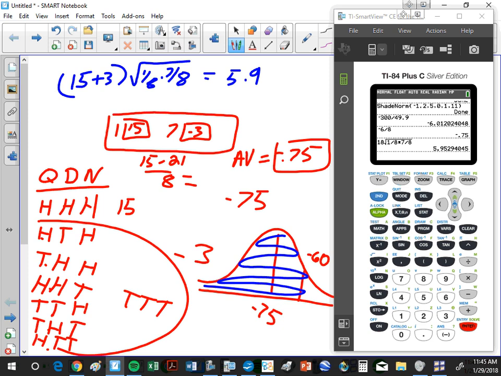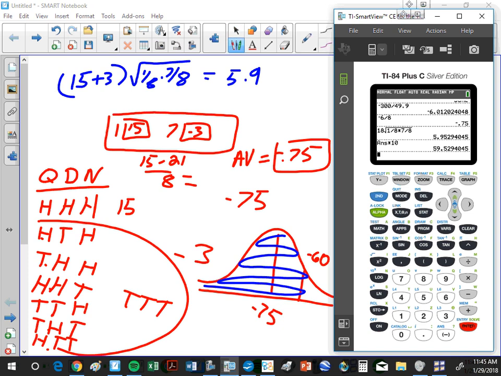All right, so now I need to multiply that by the square root of 100. So times it by 10. So we are expected to lose $75, give or take $60. Could you win in 100 draws? Yeah, you could. So it's not very likely, but you could.